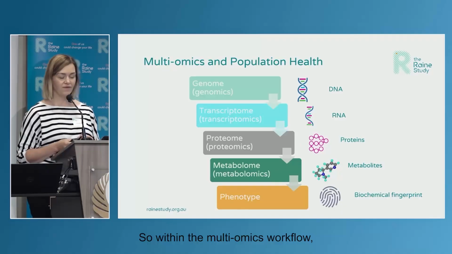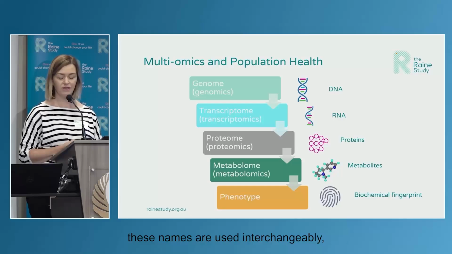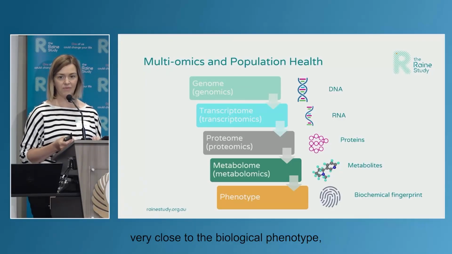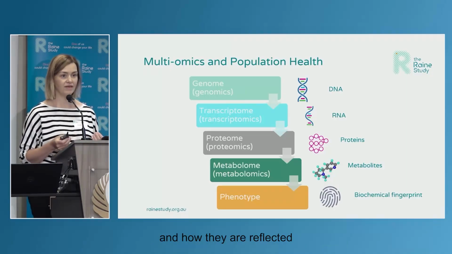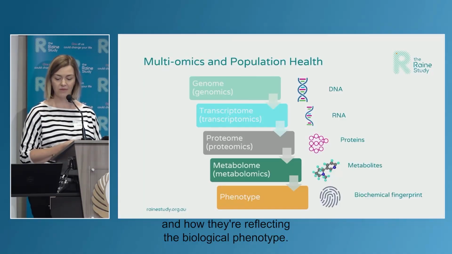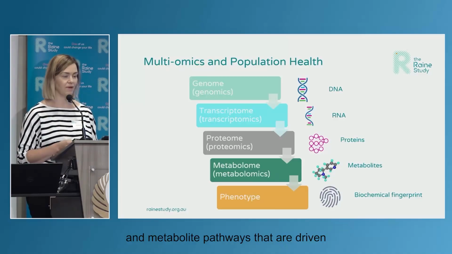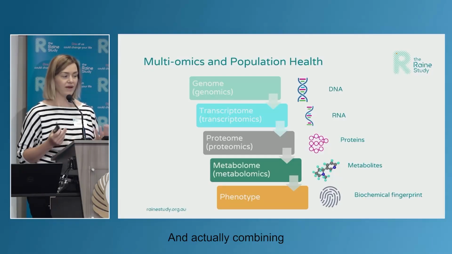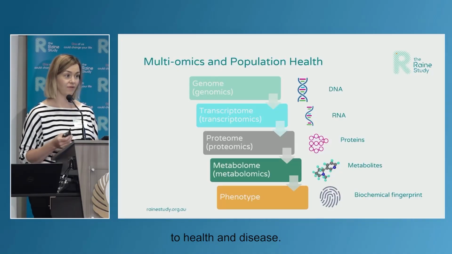So within the multi-omics workflow, metabolomics or metabolic phenotyping, lipidomics, these names are used interchangeably, sit at the bottom of that cascade, very close to the biological phenotype, which gives us great potential to study these metabolites and how they are reflecting the biological phenotype. It really represents all of the small molecules and metabolic pathways that are driven right from the top of that workflow with our genomics. And actually combining all of these omics together is a truly powerful way of looking at a systems biology approach to health and disease.